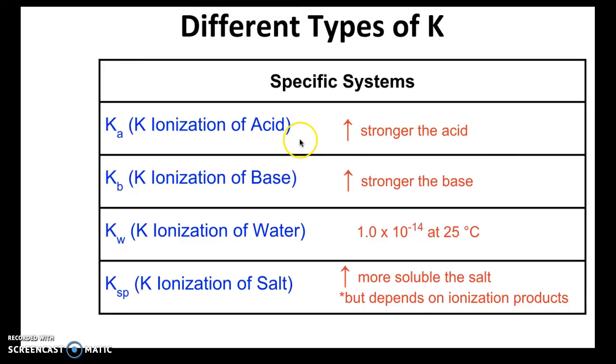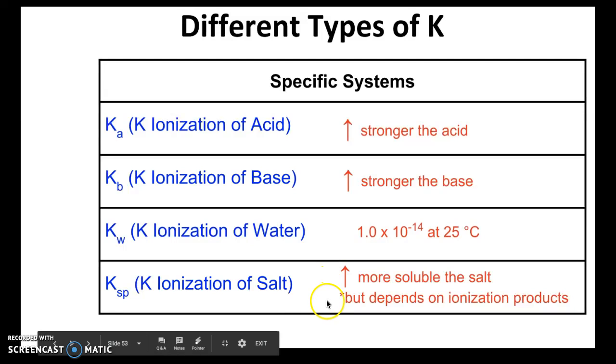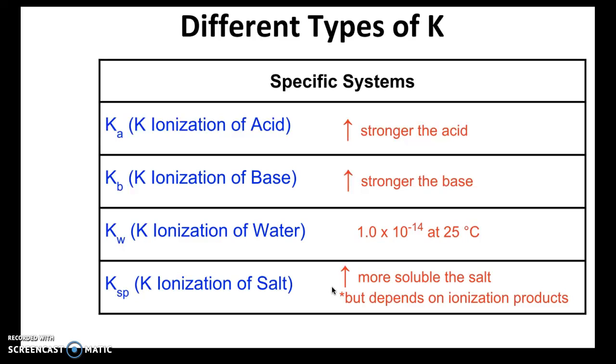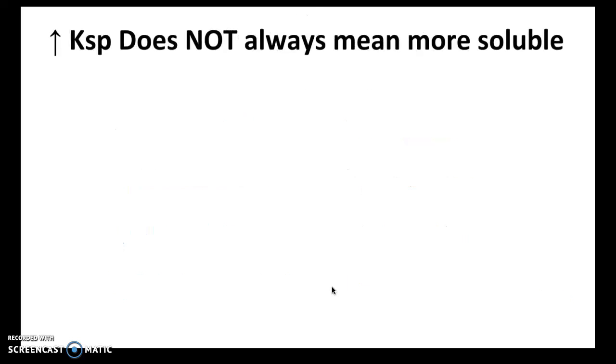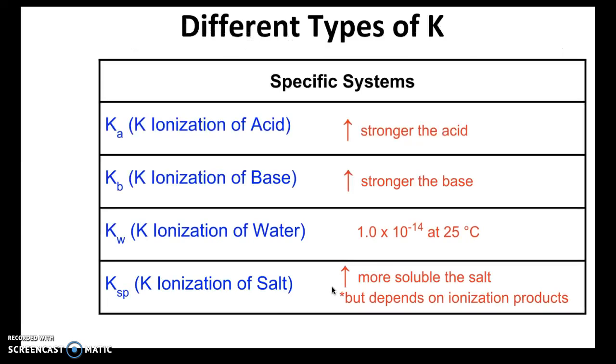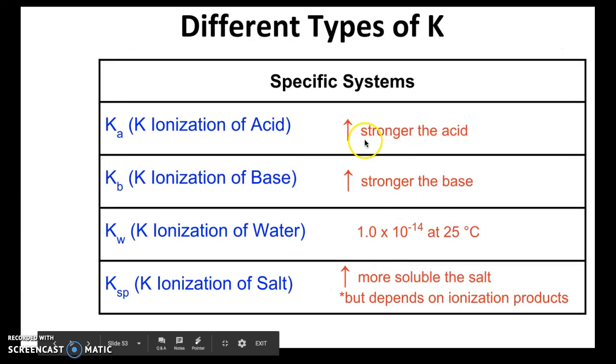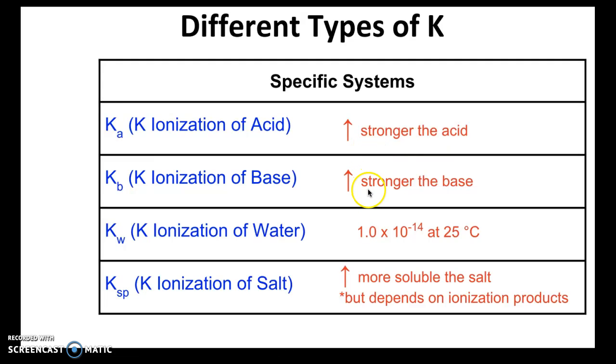There's Ka, which is the ionization of an acid, Kb, the ionization of a base, Kw, which is the autoionization of water, and Ksp, which is the ionization of a salt. All of these Ks are equilibrium constants that help us determine how much of the acid, base, or salt ionizes. We noticed some trends: the higher the Ka and the higher the Kb, the stronger the acid or base, respectively.